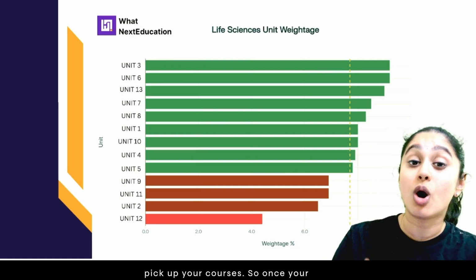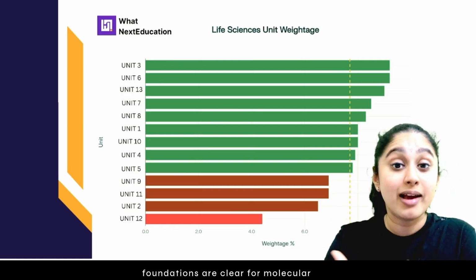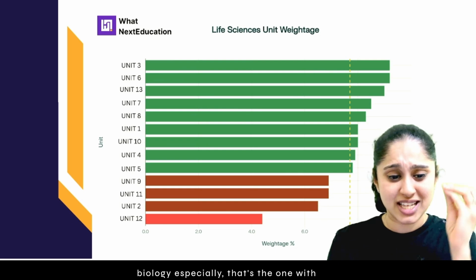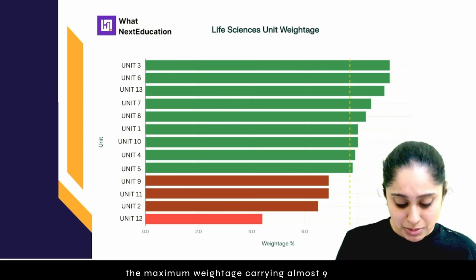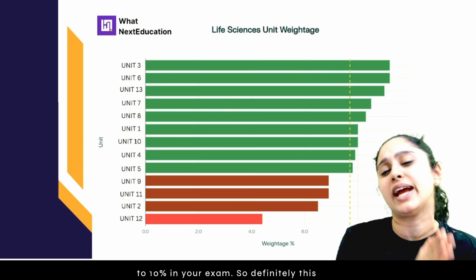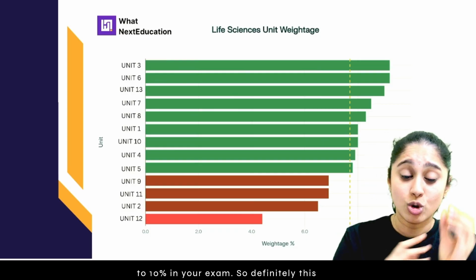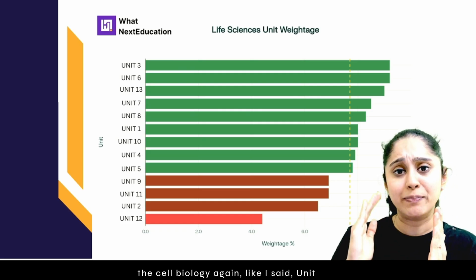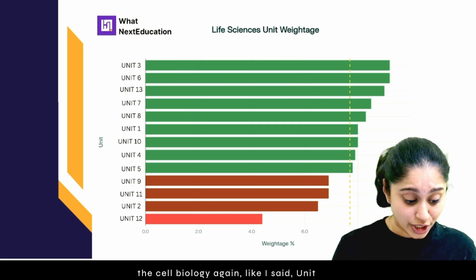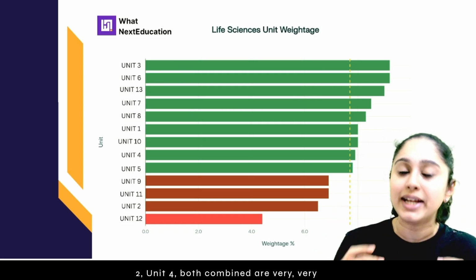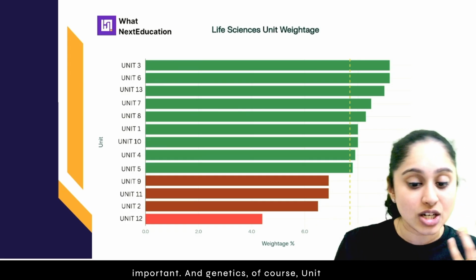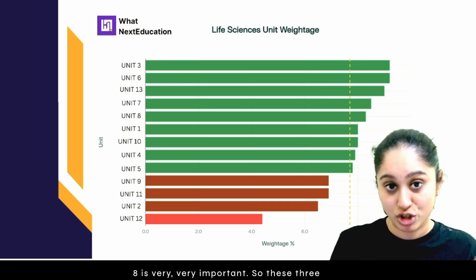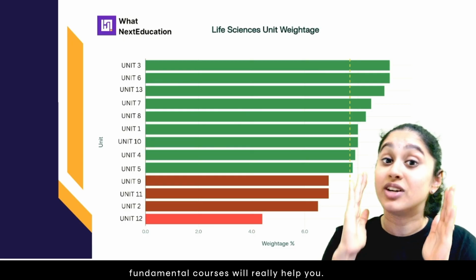So once your foundations are clear for molecular biology, especially, that's the one with the maximum weightage, carrying almost 9 to 10% in your exam. So definitely this will be very, very valuable. Now coming to cell biology, again, like I said, unit 2 and unit 4 both combined are very, very important, and genetics, of course, unit 8 is very, very important. So these 3 fundamental courses will really help you.